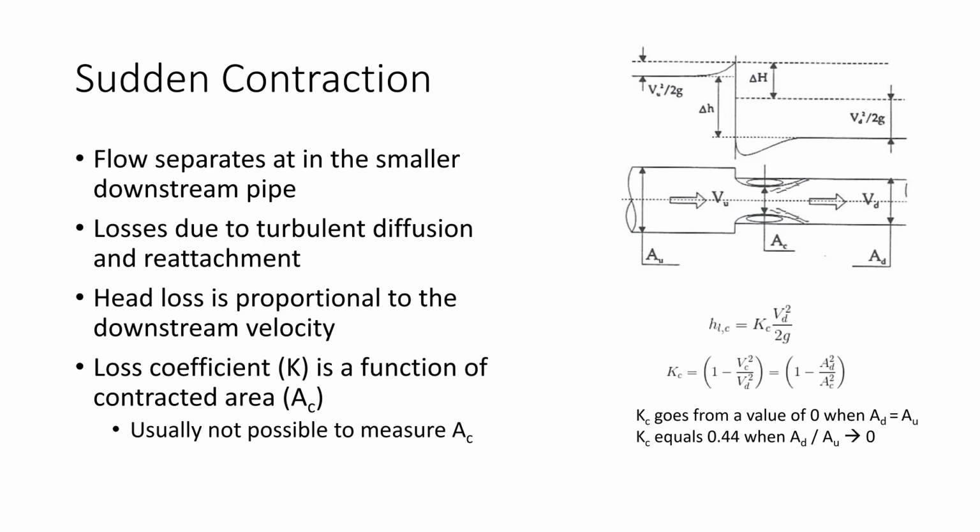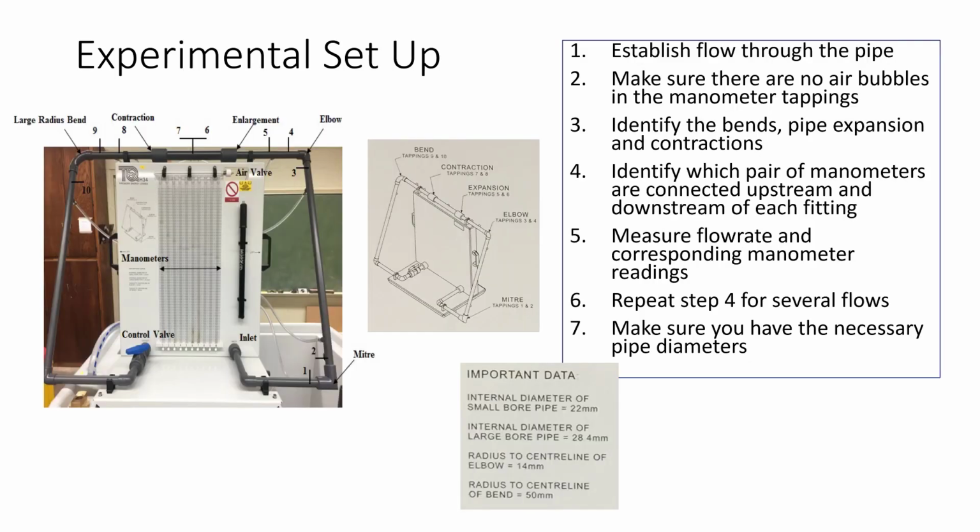Remember, in the expansion case, we went from 0 to 1. In this case, we go from 0 to 0.44. The experimental setup we have again, we'll be using the hydraulic bench, and we'll be using the minor loss apparatus, or the energy loss through pipes and fittings apparatus. So we've got three bends: the meter bend, the elbow bend, and the large radius bend. And we also have a pipe that expands and then a pipe that contracts.